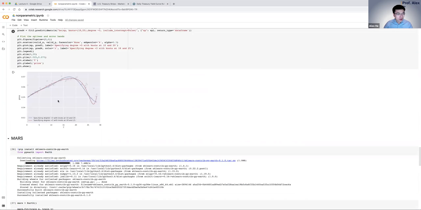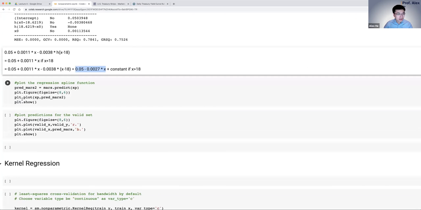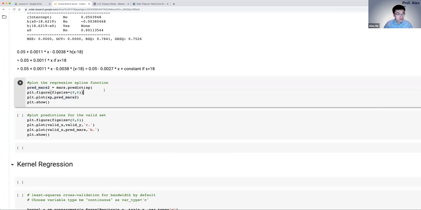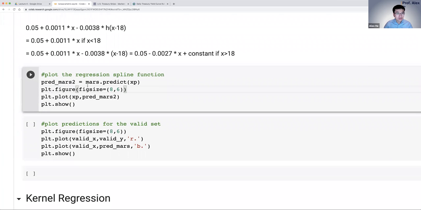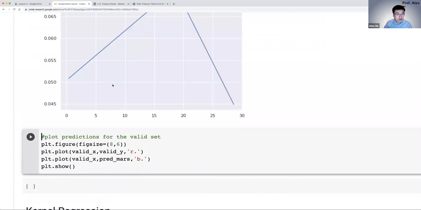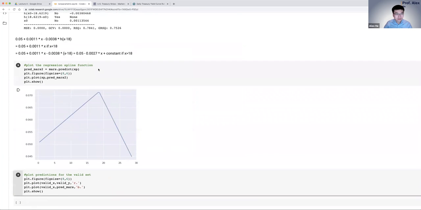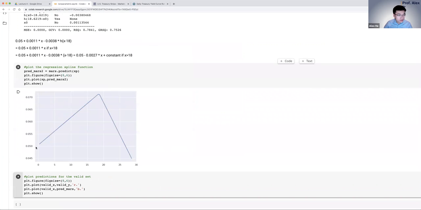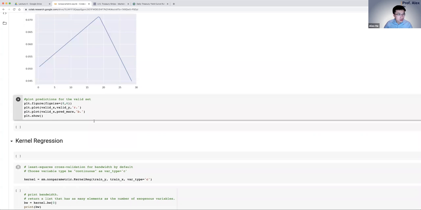And then we can also plot that so you can see what that looks like. So first, you could take evenly spaced points to plot this whole function. So it just looks like this. Okay, so that's the function we wrote here. You have this increasing relationship with the coefficient of about 0.0011 if x is smaller than 18, and when it's bigger than 18, it has a negative coefficient of 0.0027, like that.